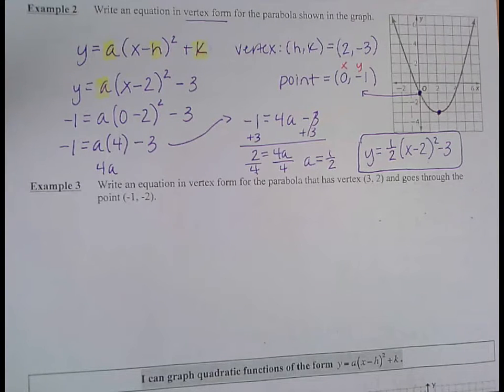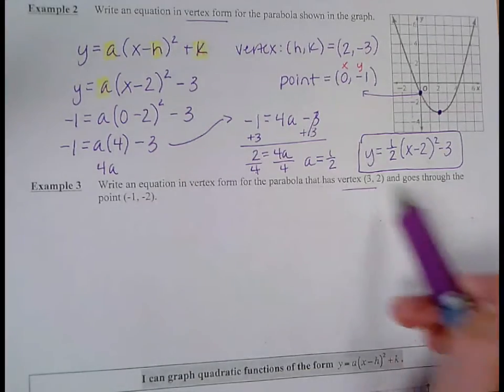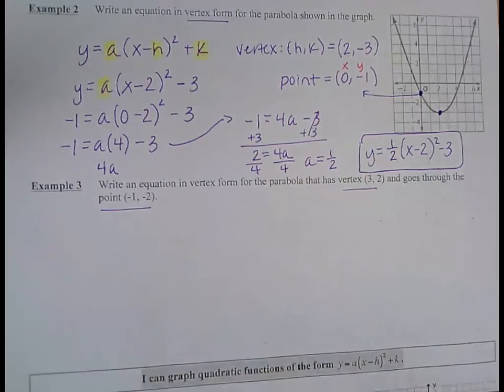Okay, so again, you need the vertex and you need one other point. So example 3 is the same process. It just doesn't give you the graph, but it tells you what the vertex is and it tells you what other point it goes through. So you still have that same information to do what we did in example 2. Questions, though, on how we did that?